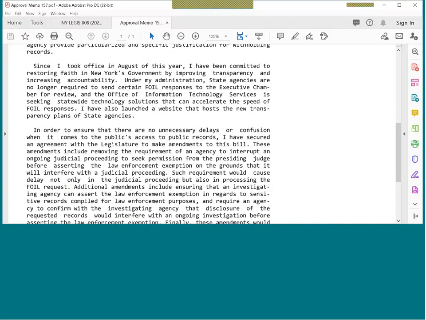in order to ensure that there are no unnecessary delays or confusion when it comes to the public's access to public records, I've secured an agreement with the legislature to make amendments to this bill. These amendments include removing the requirement of an agency to interrupt an ongoing judicial proceeding to seek permission from the presiding judge before asserting the law enforcement exemption on the ground that it would interfere with the judicial proceeding.